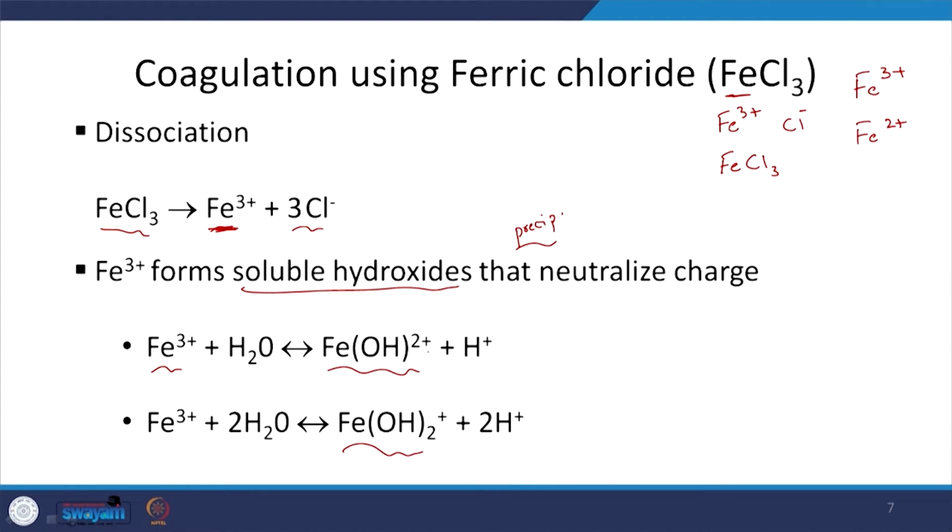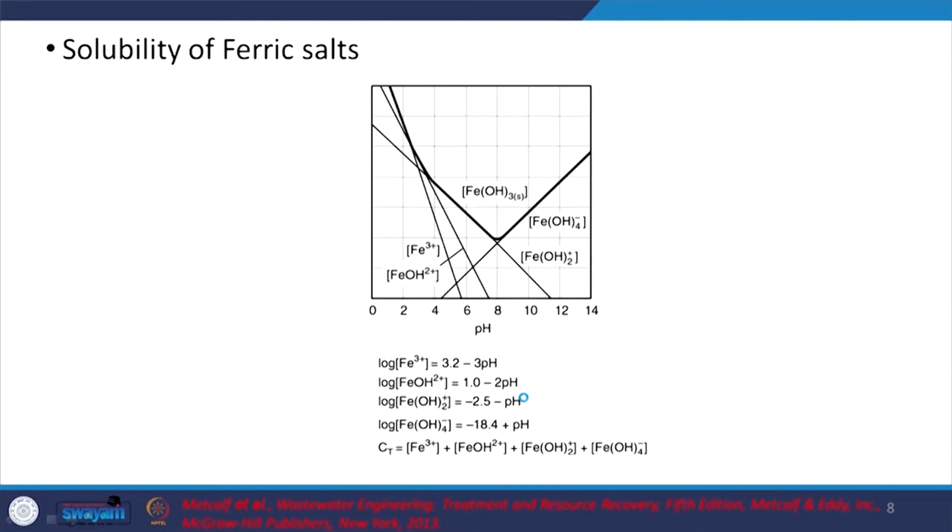OH1 and 2 plus charge, OH2 and plus 1 charge, right. Again here also pH will decrease because H plus is being given out. Thus, you need to have some alkalinity in the solution. Again here another predominance area diagram, but this time for Fe3 plus.